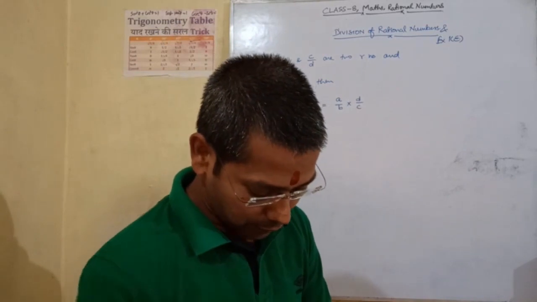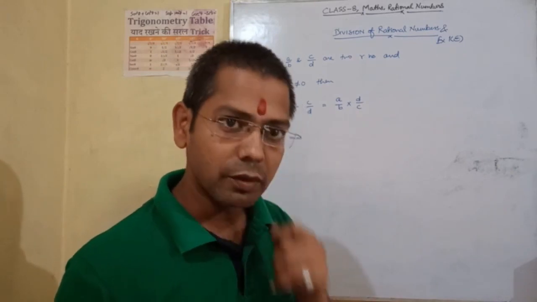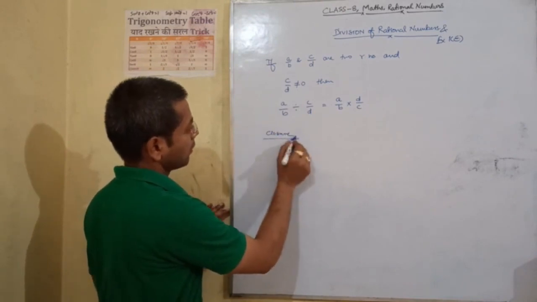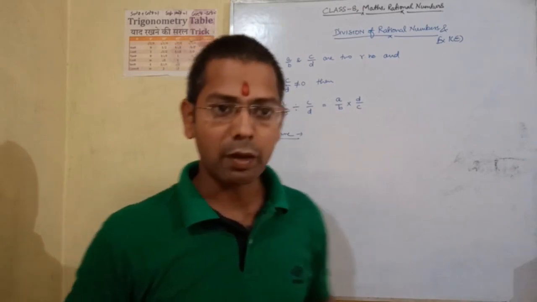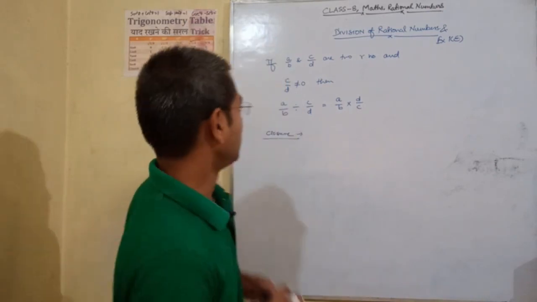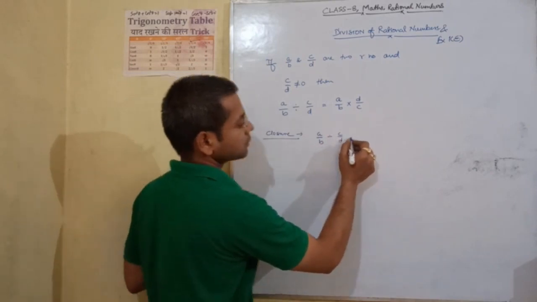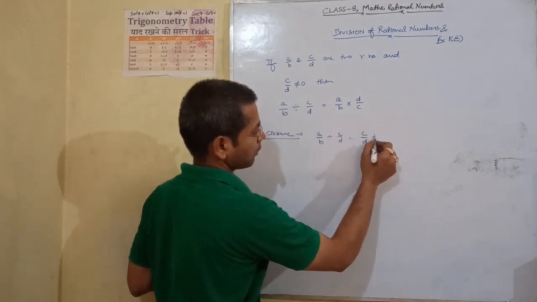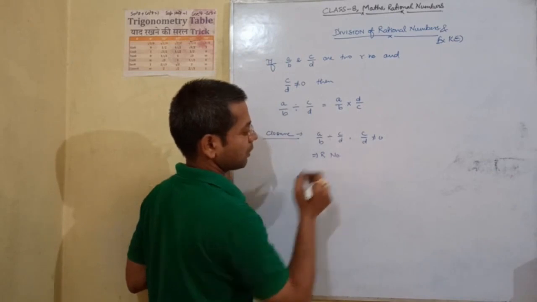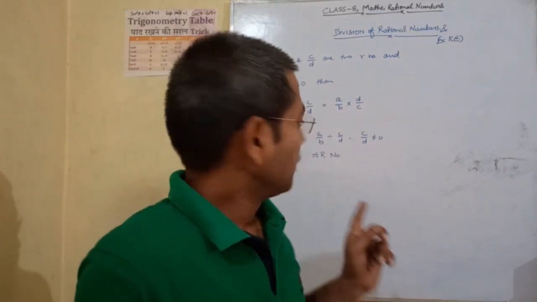Now, here are a few properties of division. The first property is closure. In the closure property, if two rational numbers a upon b and c upon d are divided, such that c upon d is not equal to 0, then the result will be a rational number.